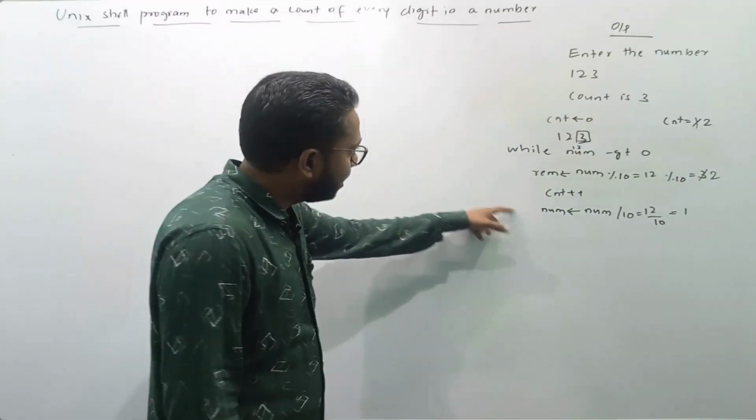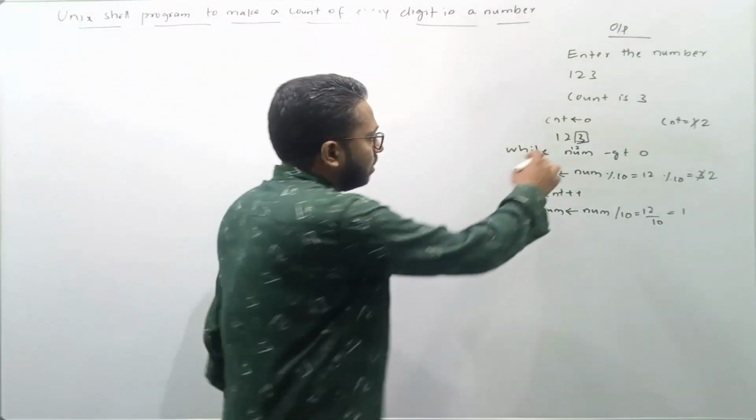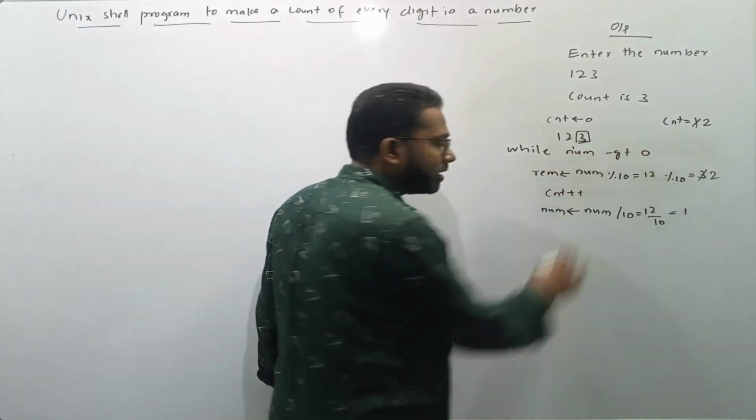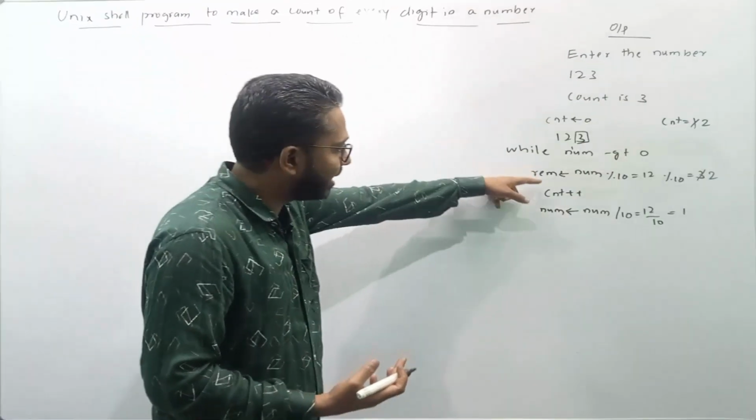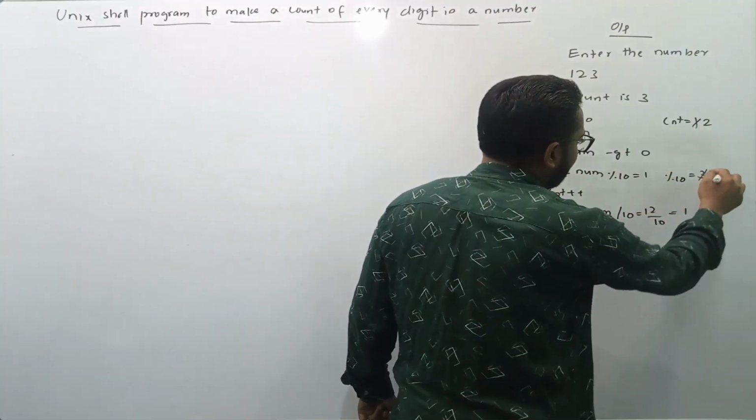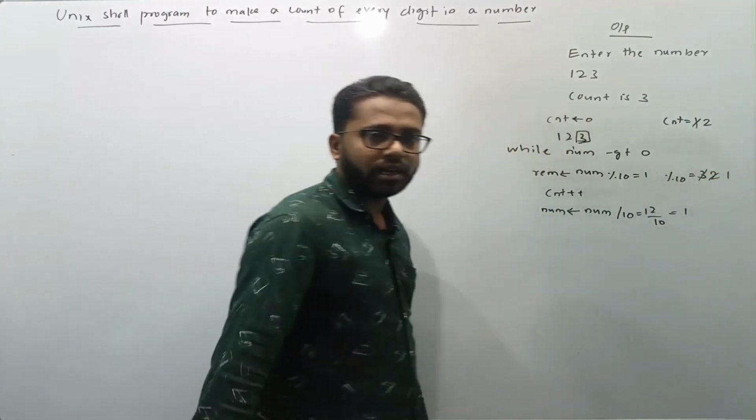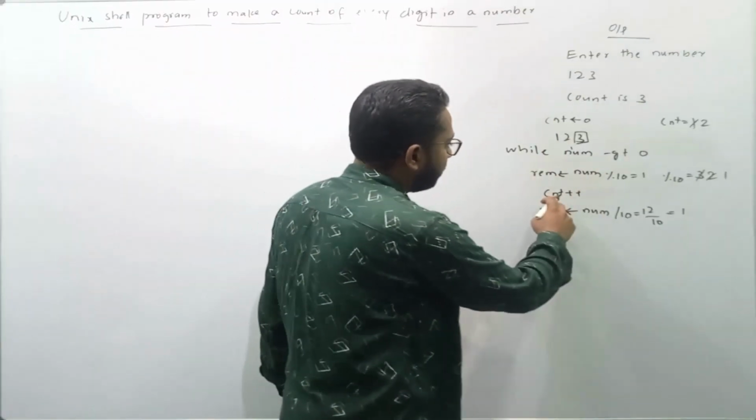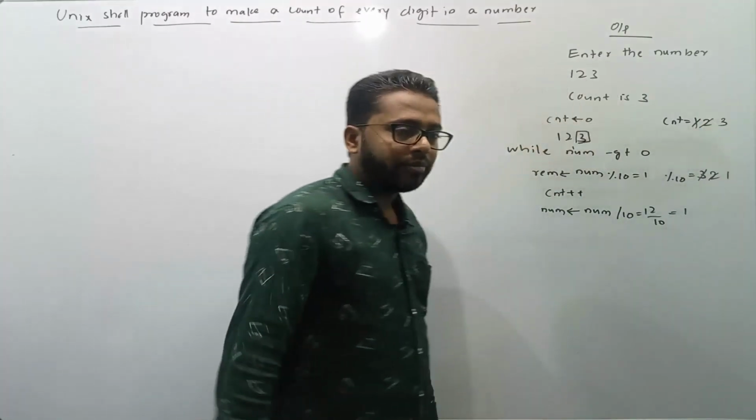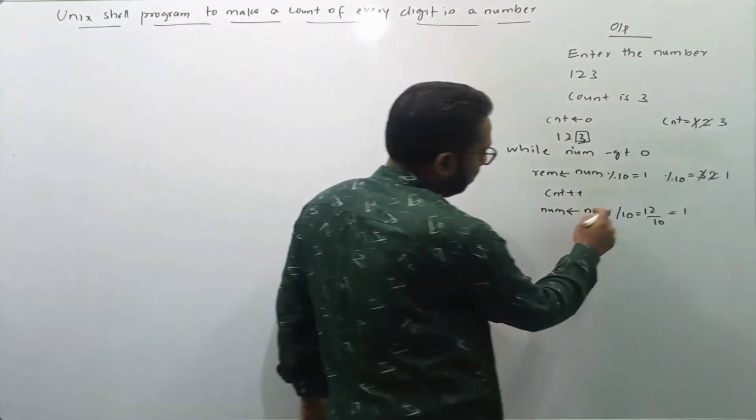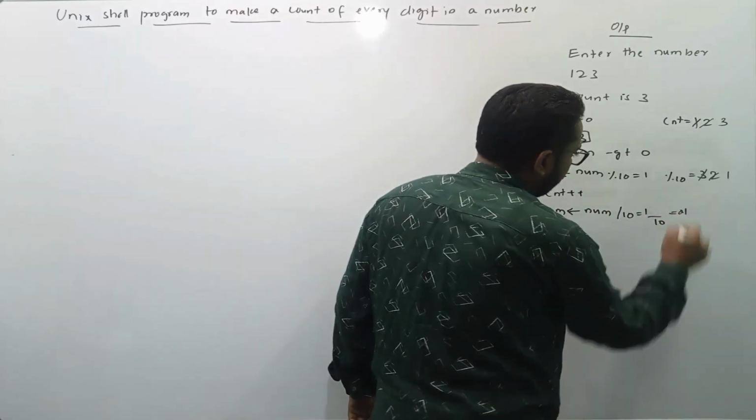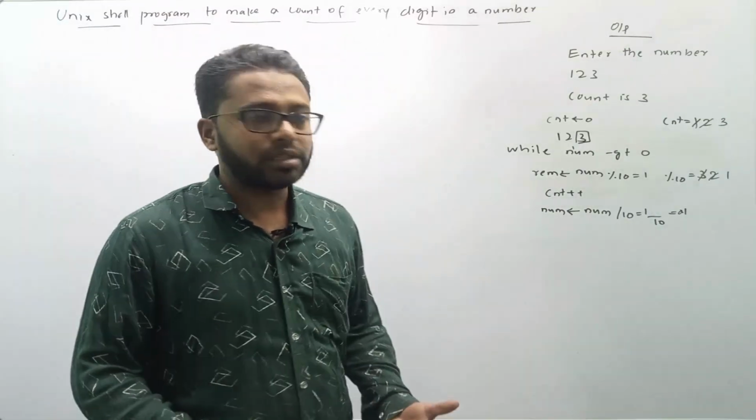Again control goes back to while where we are checking 1. Now num gets changed to 1. 1 is greater than 0, the condition becomes true. Control comes inside the while where we are finding out the remainder, 1 mod 10, and we will get 1 itself as the remainder. Immediately after that we are incrementing the count and count becomes 3. Now num is 1, so 1 by 10 we will get 0. Now the value of num becomes 0.